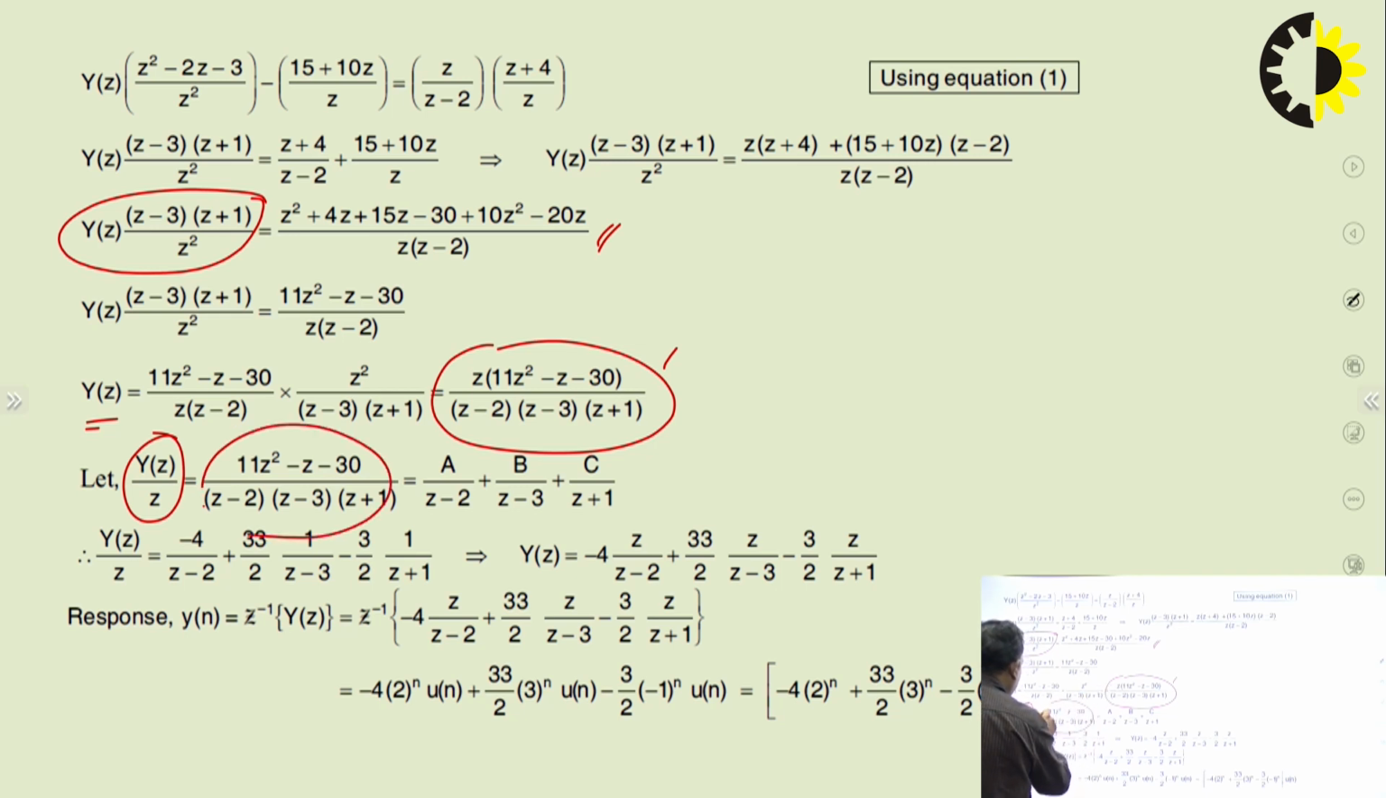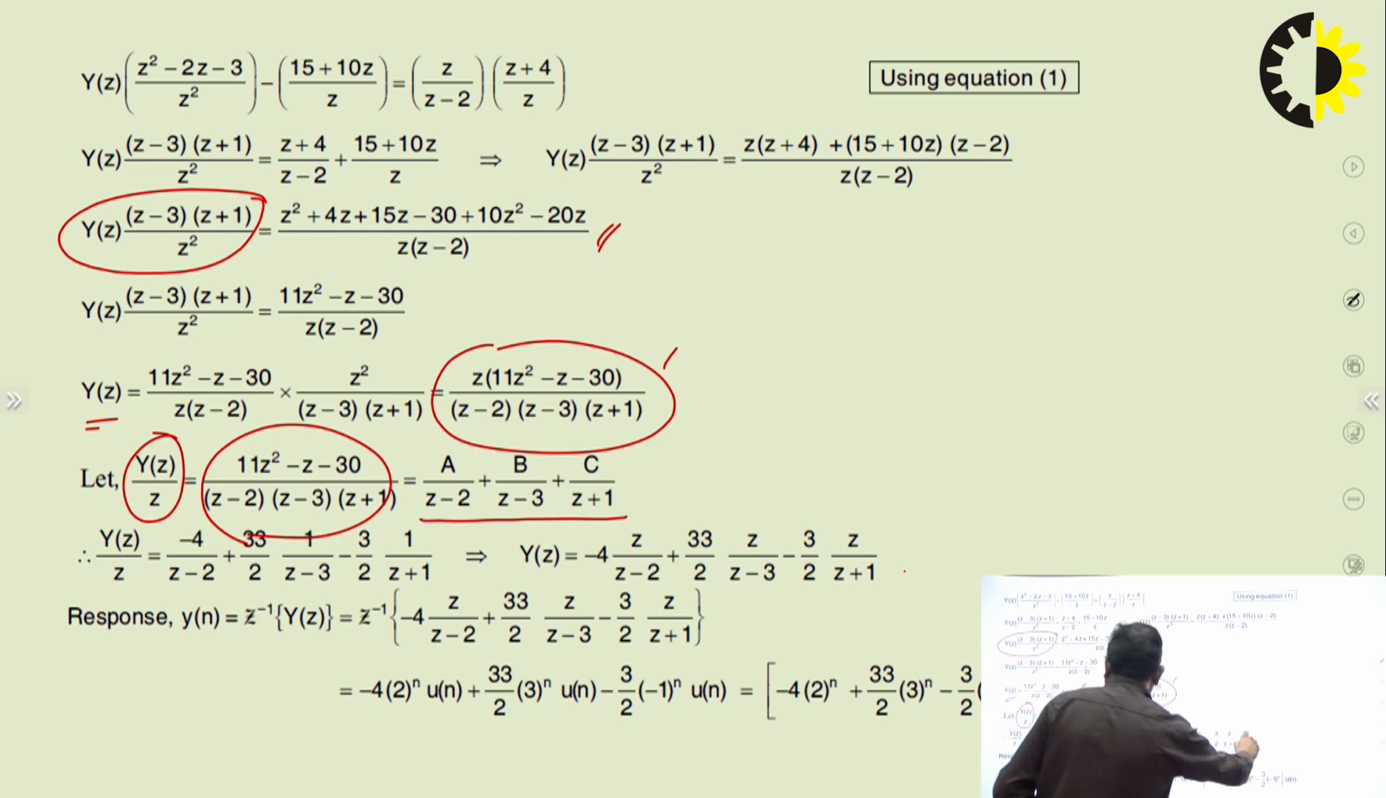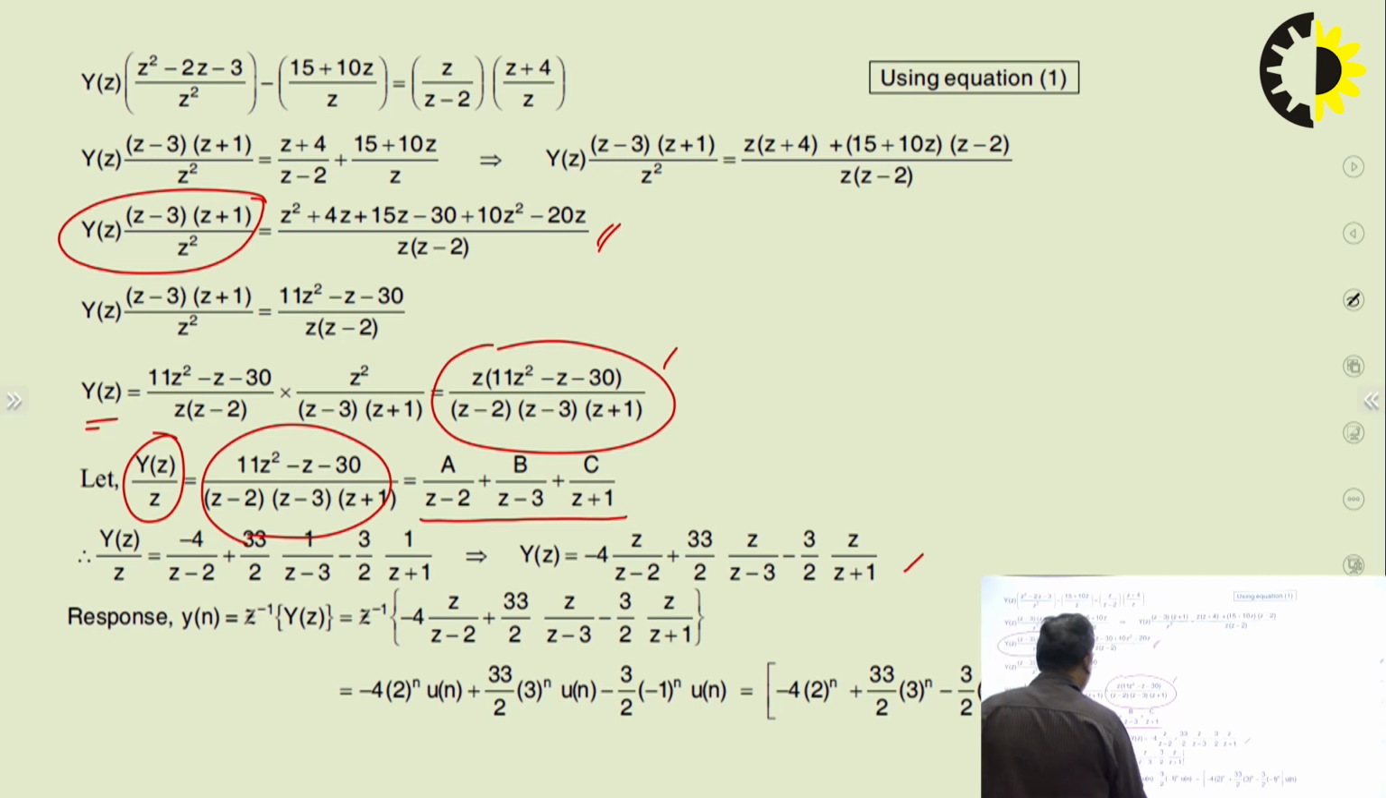Now you will take the partial fraction for this term, and after partial fraction you have values. You can represent it like this with A, B and C, and while calculating, A, B and C are minus 4, 33 by 2 and minus 3 by 2. You put these values here, and then you can solve it like this. So Y(z) is this, and again multiply by z in numerator and denominator, so you get this type of term.